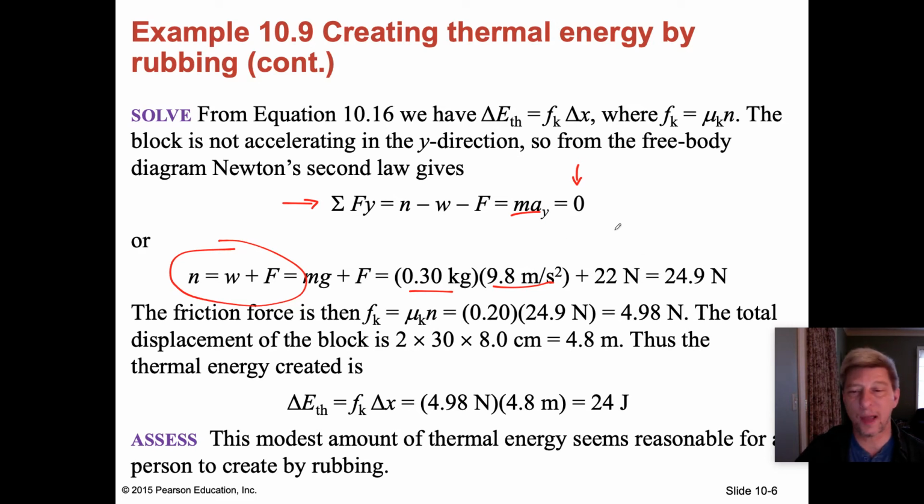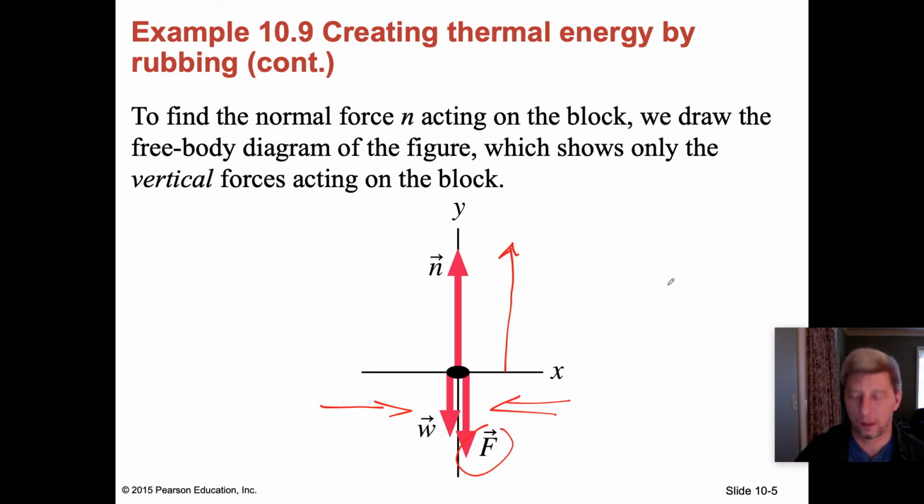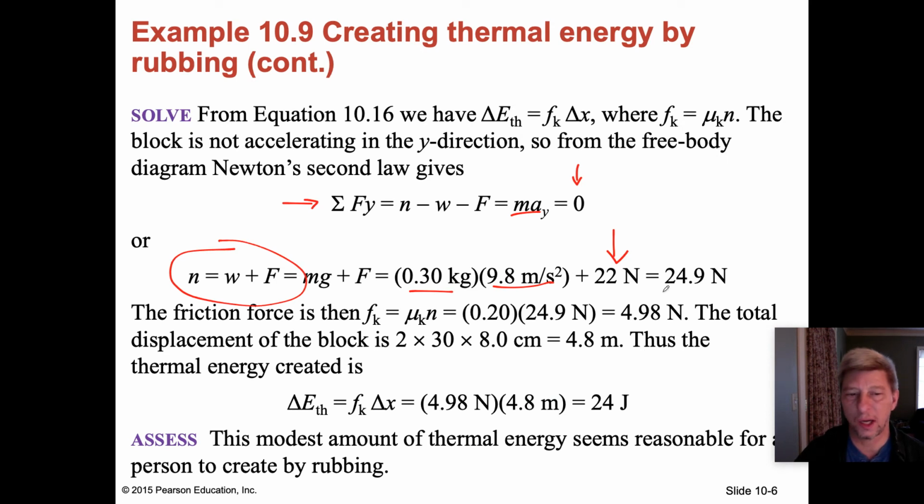We multiply those together, add to that the 22 newton force that I'm pushing down on this block with, and I get a normal force of 24.9 newtons. So then I can go to my Fk equals mu k times N. I know that the coefficient of kinetic friction for wood on wood is 0.20. I just calculated the normal force is 24.9 newtons, and that gives me a frictional force of 4.98 newtons.